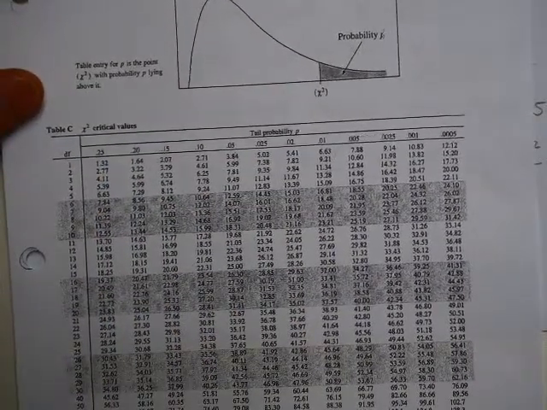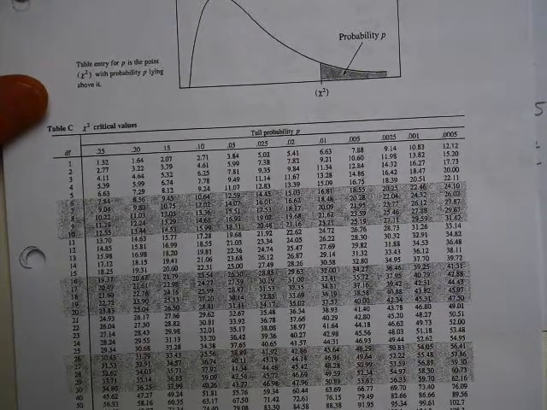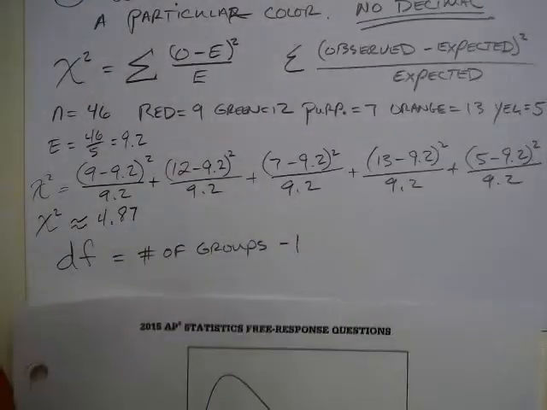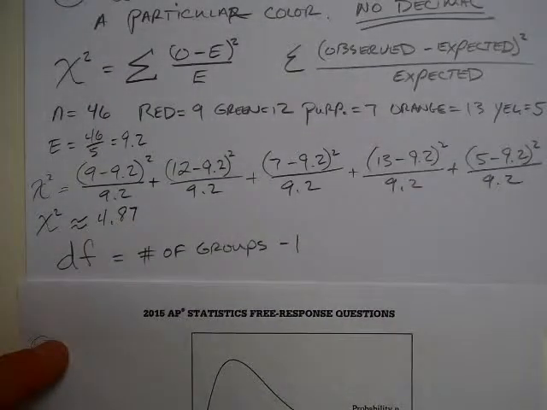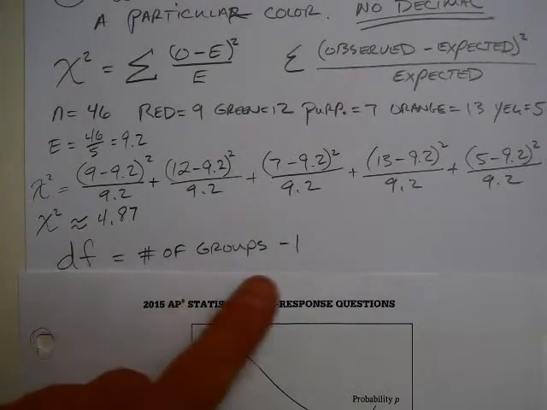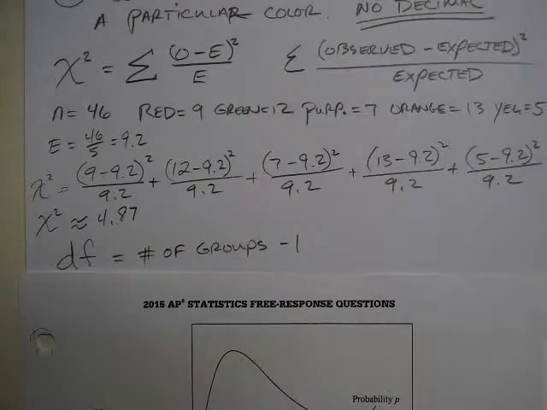It's also, that would also be greater than 0.25. Yeah. What's that? It's the number of groups minus 1. So you've got 5 colors minus 1.